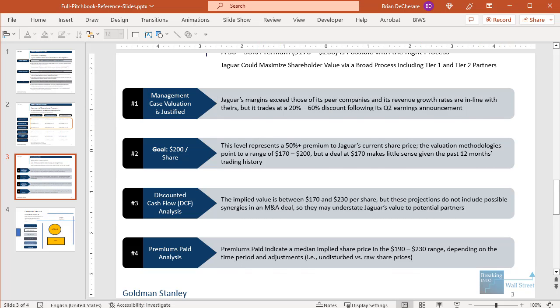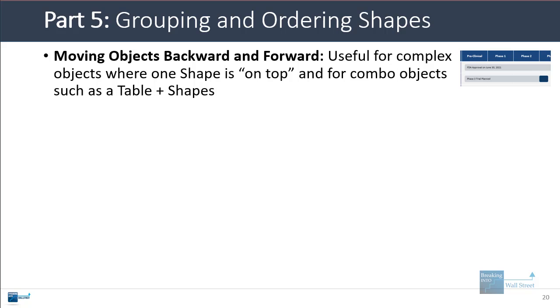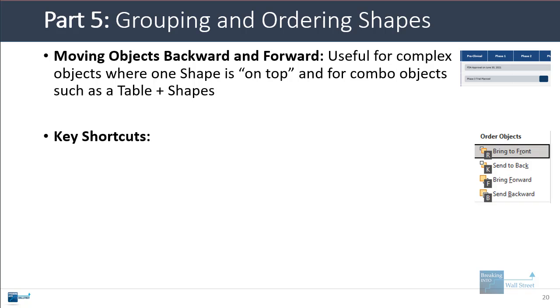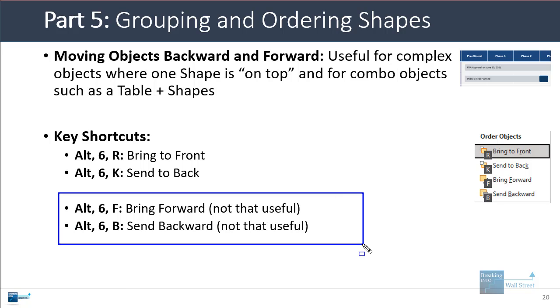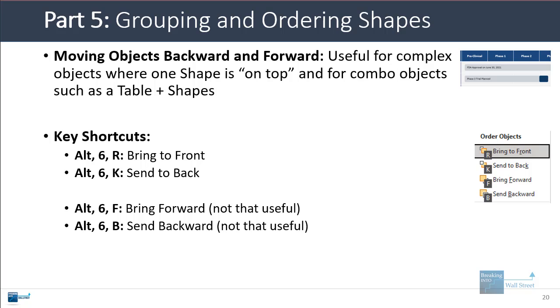So that's grouping. Moving objects backward and forward is also useful, especially for complex objects where you have one shape on top, also for combo objects where you have a table and shapes combined onto one slide. The key shortcuts here are Alt-6R for bringing it to the front and Alt-6K for bringing it to the back. There's also Alt-6F and Alt-6B for sending it forward or backward, but I don't personally find these all that helpful. Let's take a look at how these work on this slide.